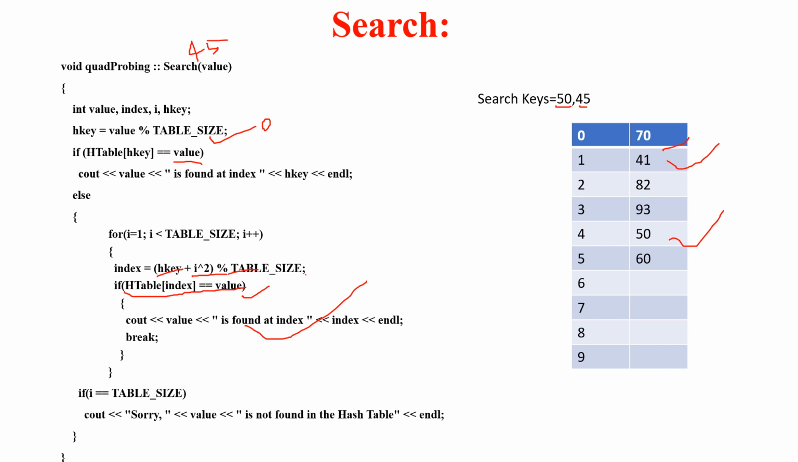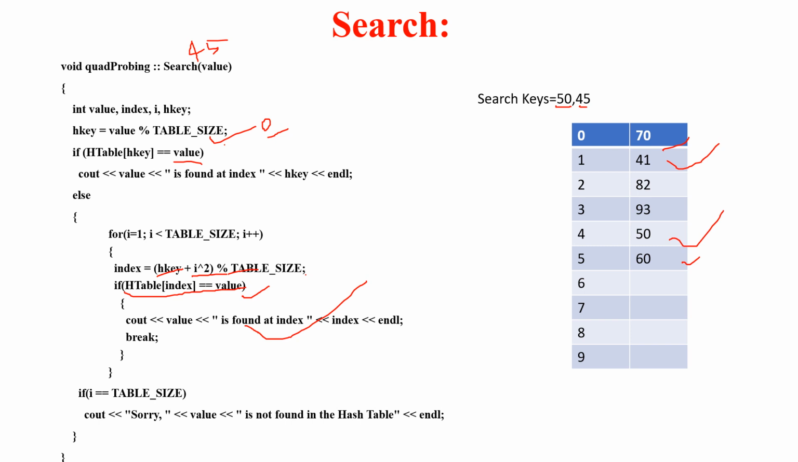Again calculate the index of the 45. If you calculate 45, you will get the index as 5. Then check whether the hash table at the 5th index has 45. No, it does not. Then come to the else part. Now do the same process.